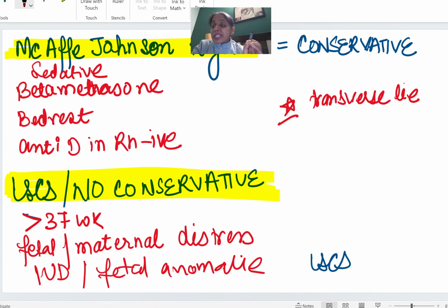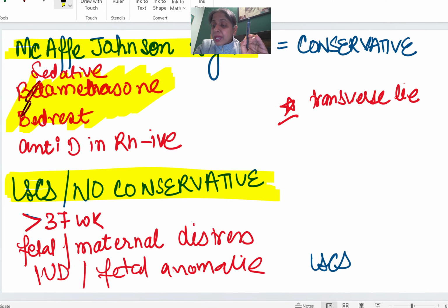So the regimen which we give is this conservative management. What is its name? One liner. Many of you are doing it wrong in the quiz. The name of the regimen is Macafee-Johnson regimen. It usually comes with the name of Macafee. What is the Macafee-Johnson regimen? We give bed rest and betamethasone to the patient.